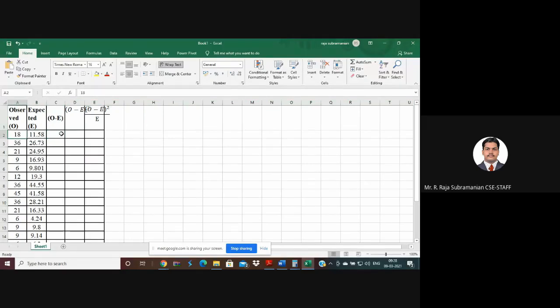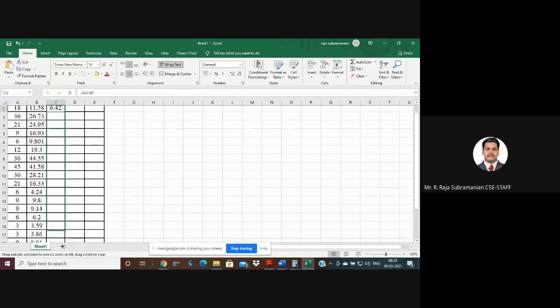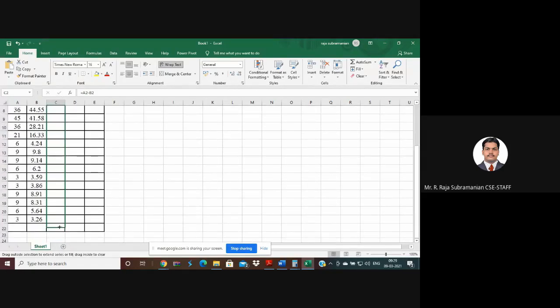So I'm having these things. Now I just take the difference, that is 18 minus 11.5. I get the difference, and a similar difference I need to calculate for everything. Yes, I just do the calculations. I got all the subtracted values, right?